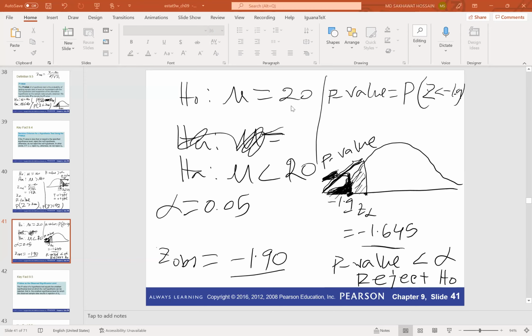Okay, basically from this chapter you need to understand when we reject the null hypothesis and how we perform the hypothesis test.